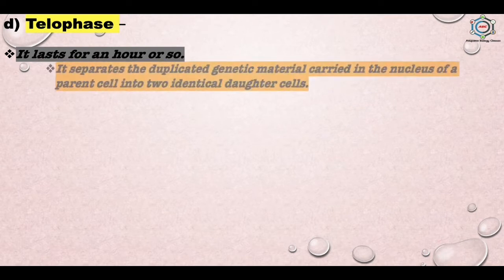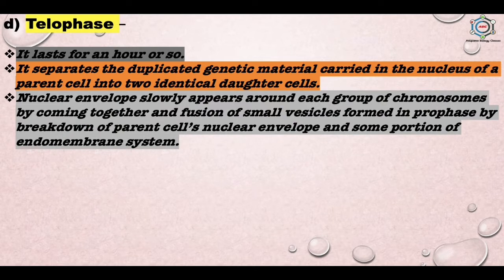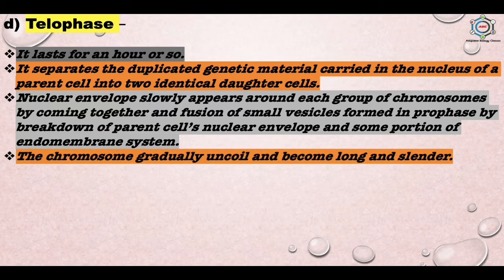It lasts for an hour or so. It separates the duplicated genetic material, which is carried in the nucleus of a parent cell, into two identical daughter cells. Now, the nuclear envelope slowly appears around each group of the chromosomes by coming together and the fusion of small vesicles formed in the prophase by breakdown of the parent cell's nuclear envelope and some portion of the endomembrane system. The chromosomes gradually uncoil and become long and slender.